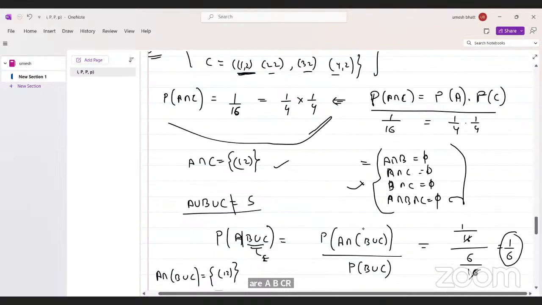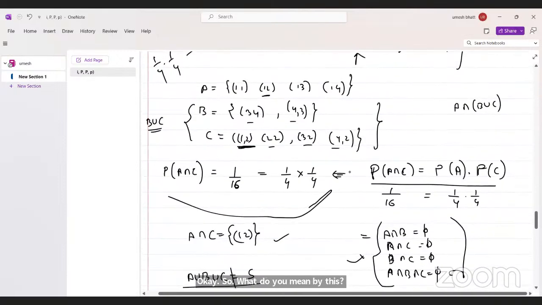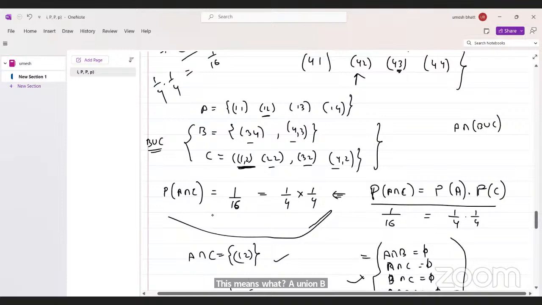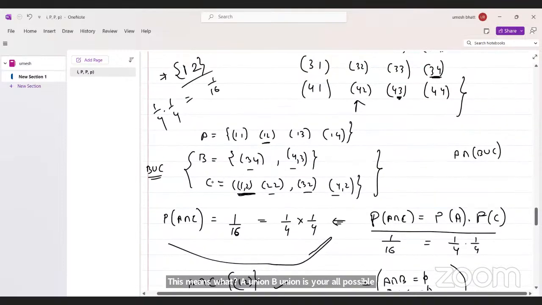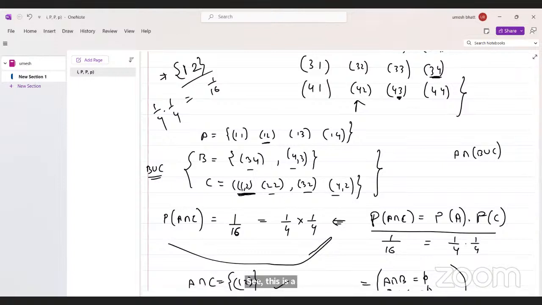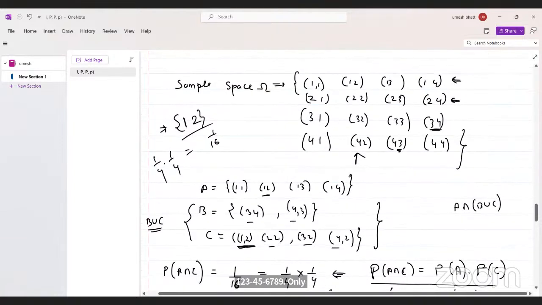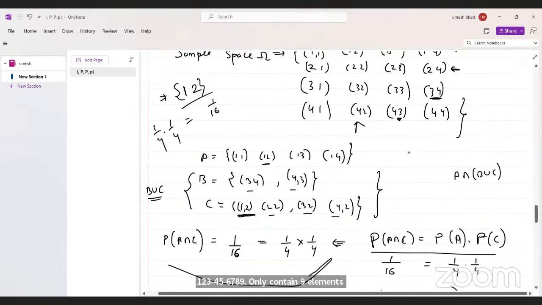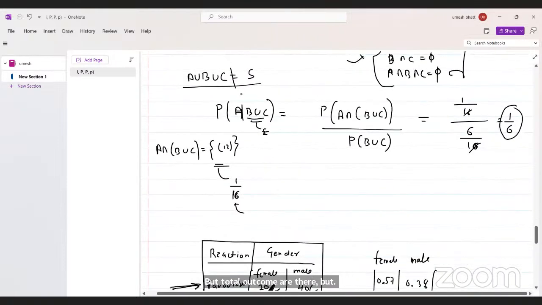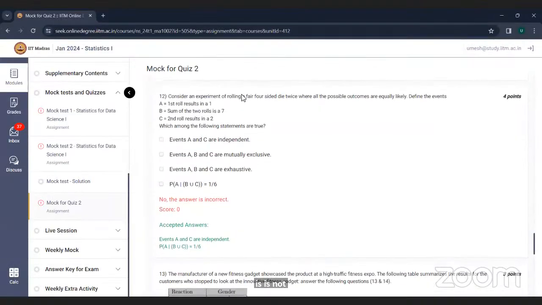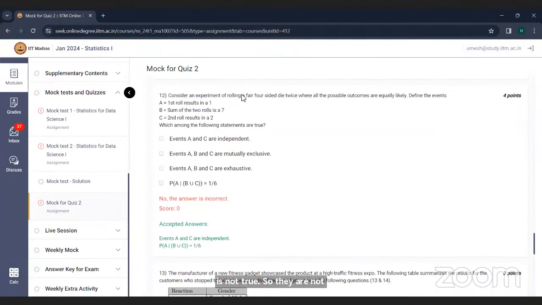This means what? A union B union C is all possible outcomes, but they are not. If you see A union B union C, it contains only these elements, and 1 and 2 appear two times. So 1 2 3 4 5 6 7 8 9, only 9 elements, are in A union B union C, but the total outcomes are 16. So this is not true, so they are not exhaustive. Exhaustive means they contain all the elements, meaning A union B union C is equal to S, where S is your outcome space.